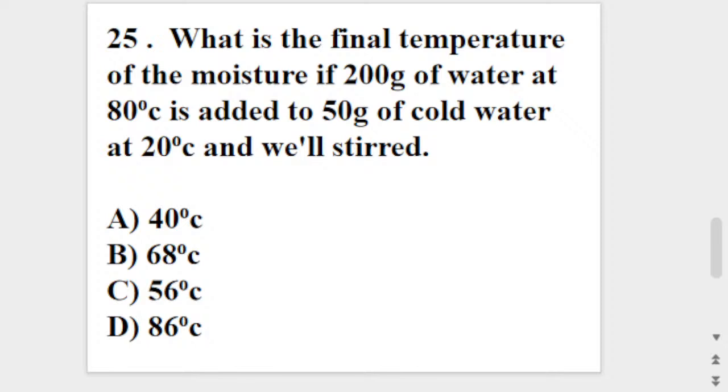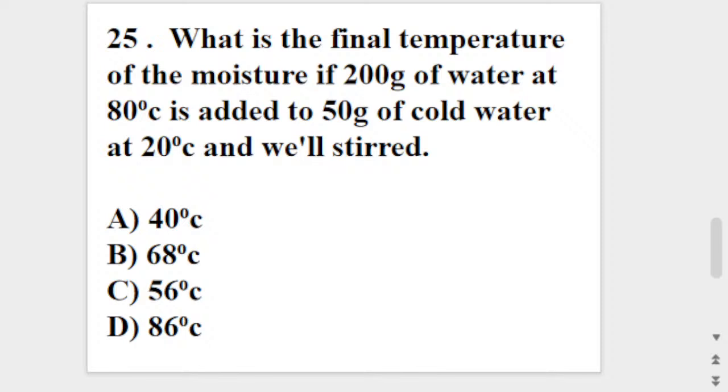Now, don't forget, according to Zeroth law, we know what Zeroth law is, right? Zeroth law tells us that when we mix a hot object, the hot water for example, with cold water, the heat will be lost by the hot water to the cold water until the two of them are at thermal equilibrium. What do you mean by thermal equilibrium? They're going to have the same temperature.